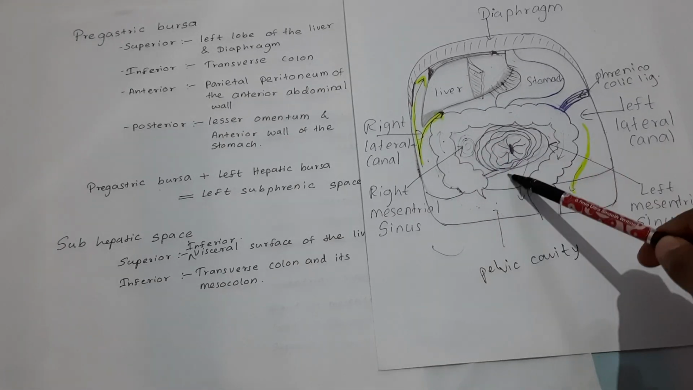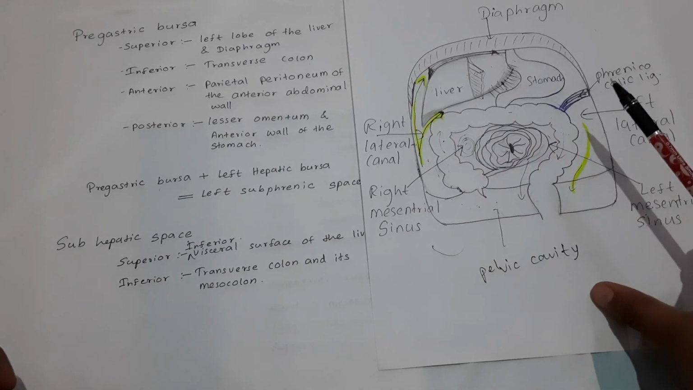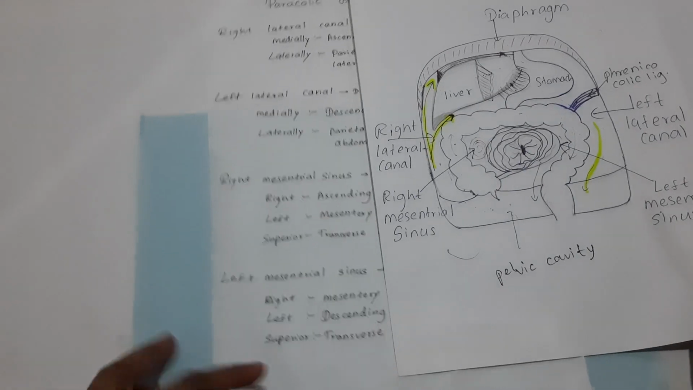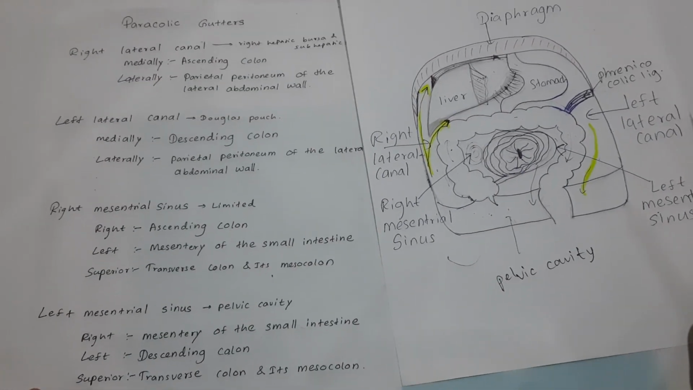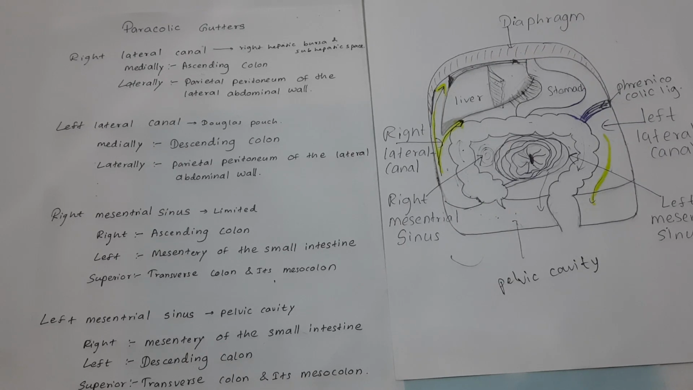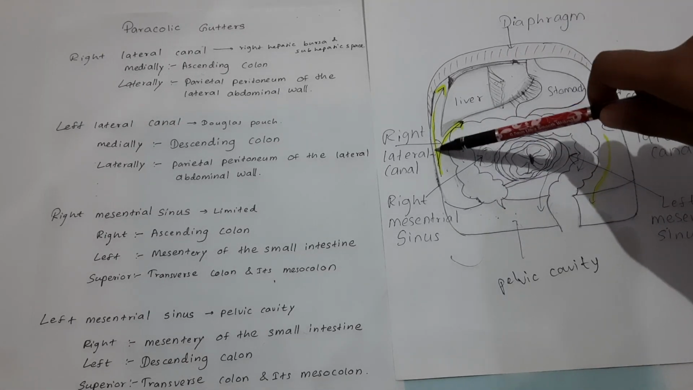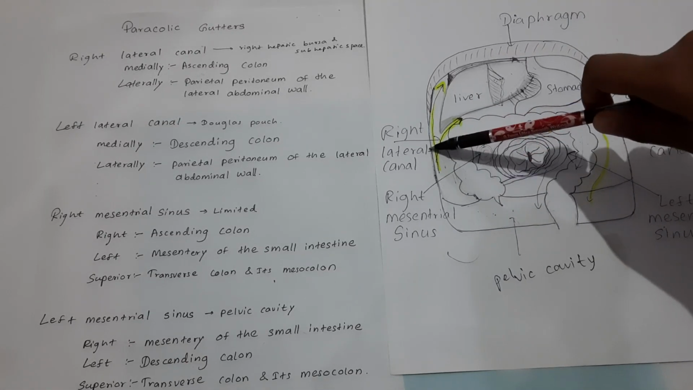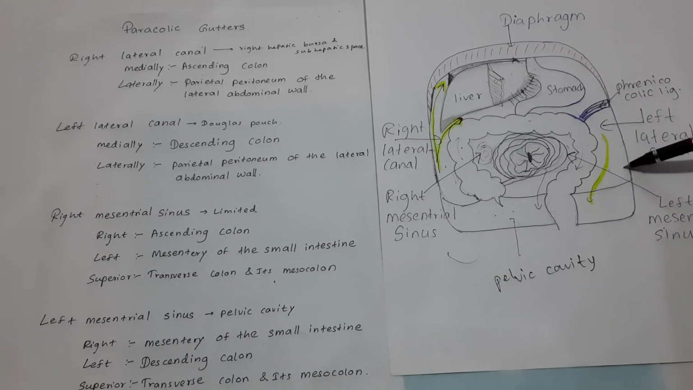Now we will go to the infracolic compartment. There are 4 topographical structures. We call those the paracolic gutters. So there are 2 lateral canals and 2 mesenterial sinuses. This is the ascending colon, this is the descending colon, this is the right lateral abdominal wall, and this is the left lateral abdominal wall.